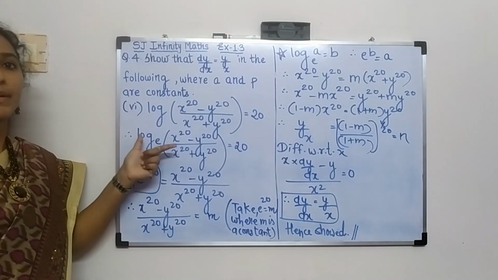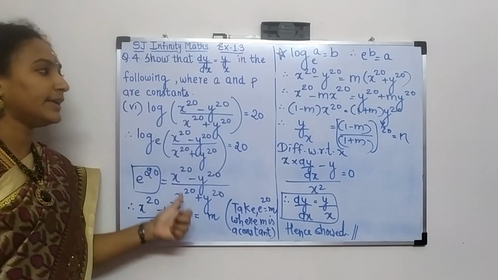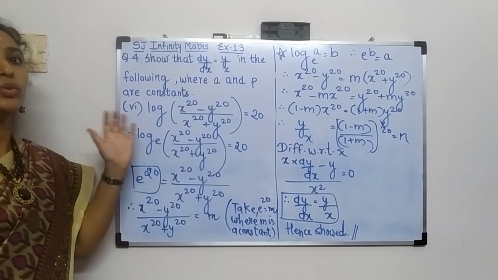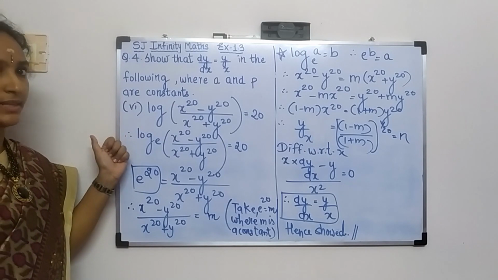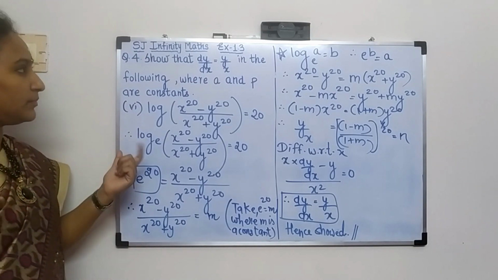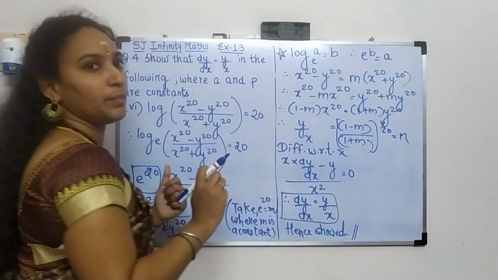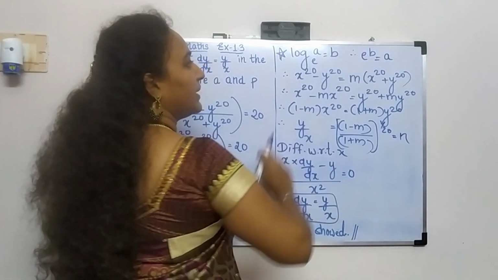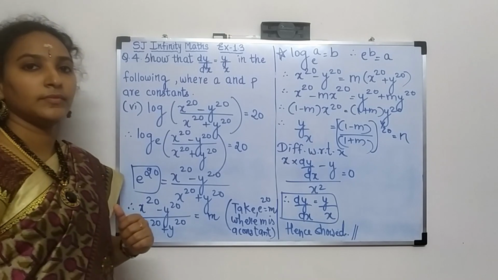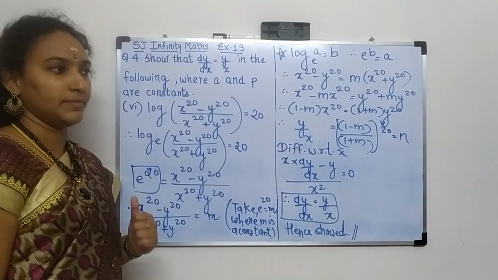See here, only the simplification is in your hands and all the steps are similar to question number 3 itself. Okay. Please remember this point, log a to the base e is equal to b. Therefore, e power b is equal to a. Now let us see question number 7.